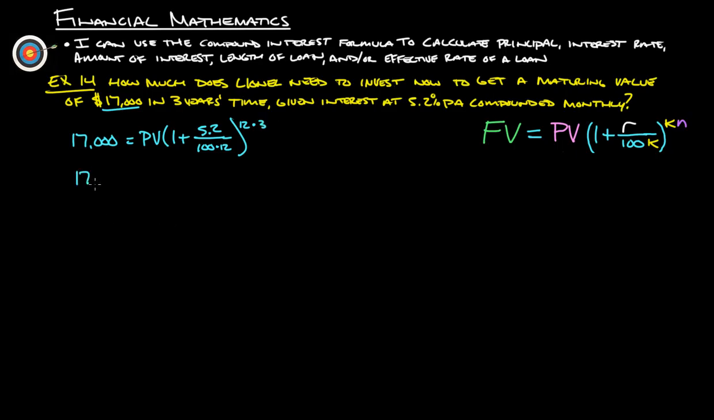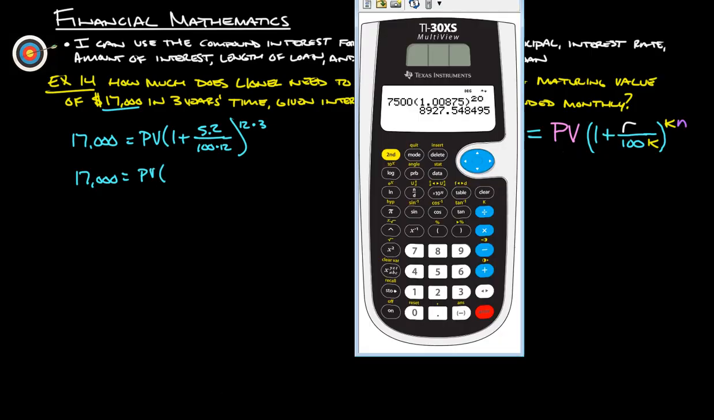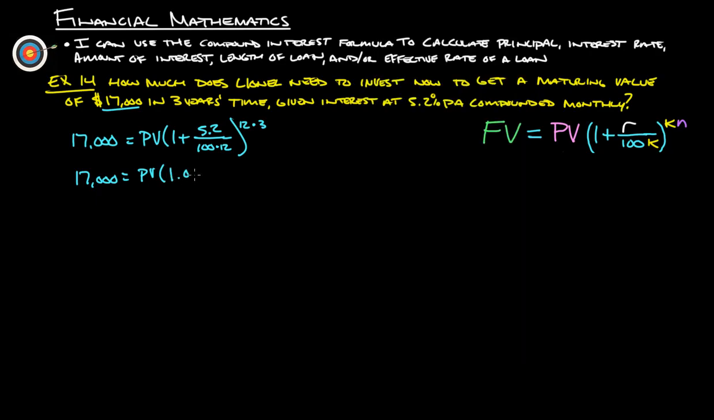So 17,000 is going to equal PV times, let's calculate what that is. 5.2 divided by 100 times 12 gives us 1.00433. So this is going to be 1.00433, as many threes as we can muster in there, all to the 36th power.